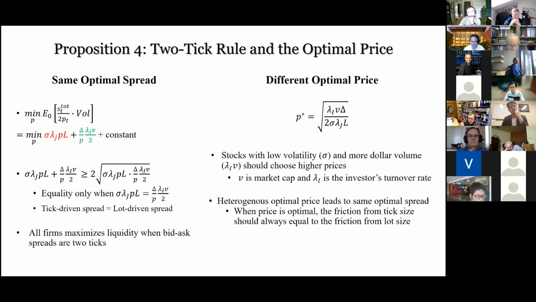But firms achieve this optimal spread at a different optimal price. If you have a stock with lower volatility, or more dollar trading volume, or you can consider V as market cap, a large market cap, you should choose a higher price. So heterogeneous optimal prices lead to the same optimal spread. Again, the fundamental trade-off is that when a firm sets its optimal price, it needs to make the tick-driven friction equal to the law-driven friction.